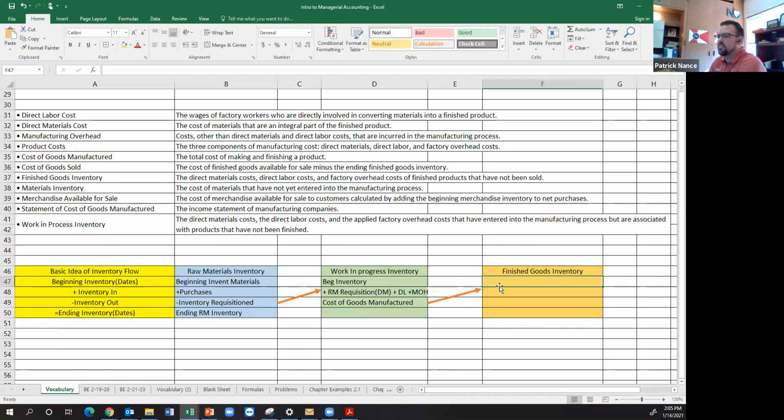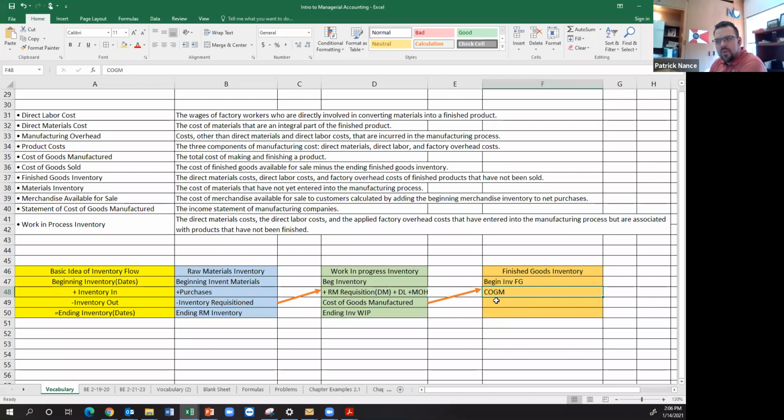It's going to go over here. So I again have beginning inventory. This would be inventory I had completed last time frame, whatever the time frame was. Beginning inventory for finished goods. And I'm going to add any cost of goods manufactured, which is what came from here. Oh, I forgot to type down here. This is my ending inventory for work in process, my WIP.